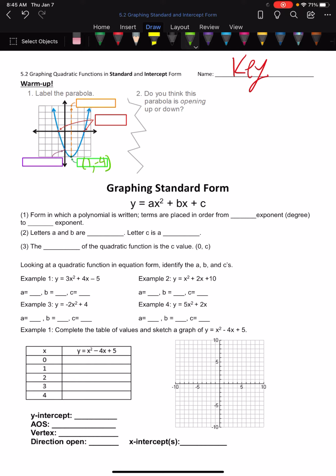Then we can move on to this purple box, which is pointing towards our y-intercept. So for every quadratic function, there's going to be one y-intercept. In this case, our y-intercept is at (0, -3).